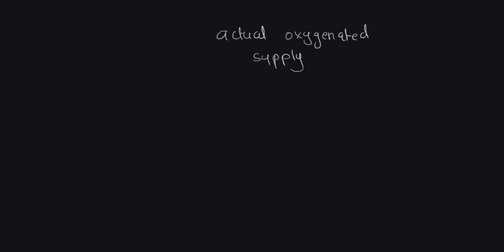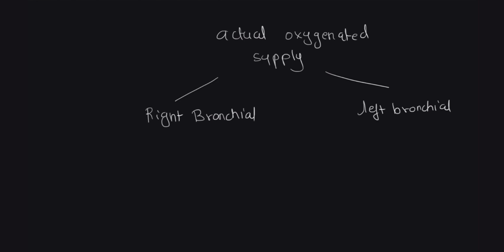But that was the systemic supply. That means that it was actually just for the body. We are more concerned about the body. But what about the lungs? Where do they get their own supply from? They do get some blood supply, some oxygen from the pulmonary arteries and the pulmonary veins. But the actual oxygenated supply of blood is done to the lungs through the bronchial arteries. So we have the right bronchial arteries and the left bronchial arteries.